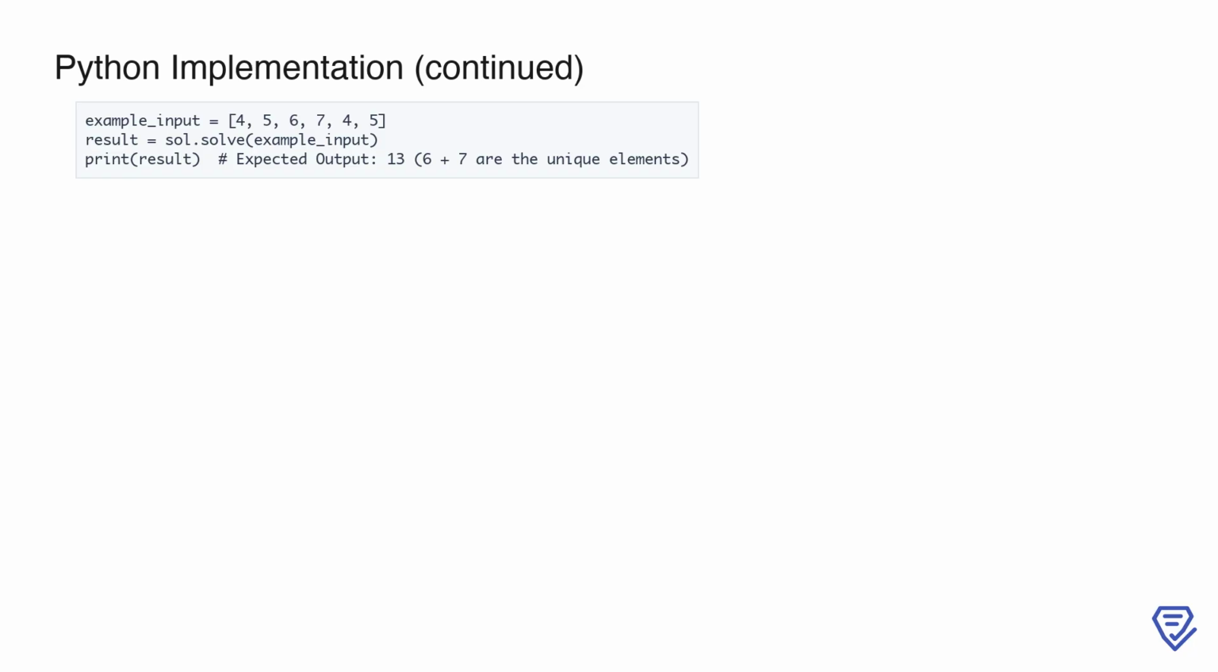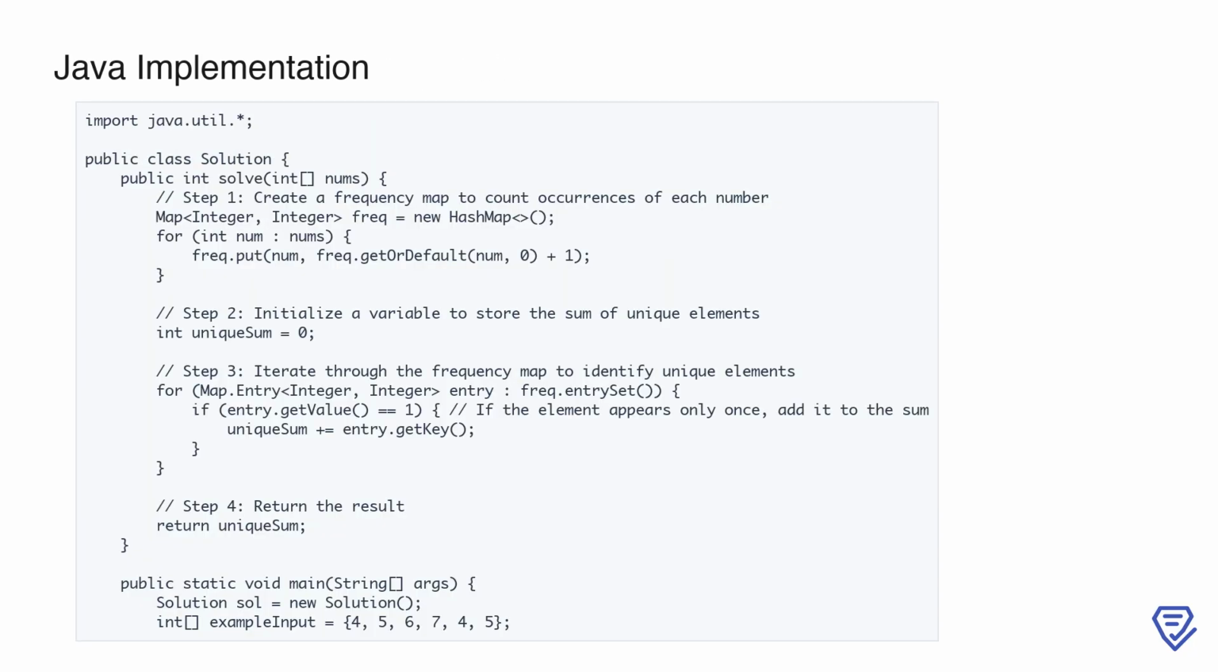Here, we start by importing the necessary libraries and defining our main class, Solution. Inside the class, we have a method solve that takes an array of integers as input. The goal of this method is to calculate the sum of elements that appear only once in the array. First, we create a frequency map using a hash map.